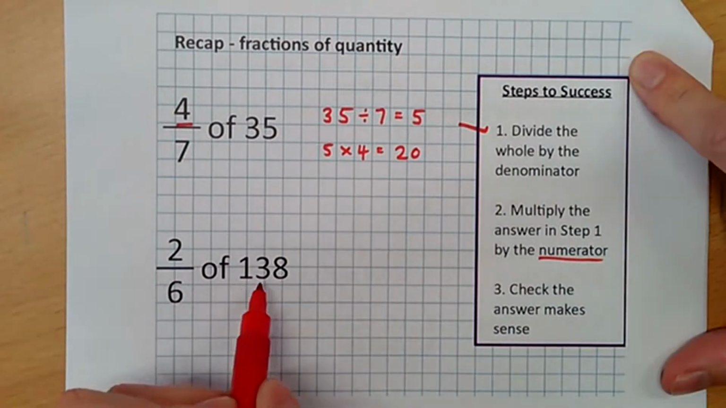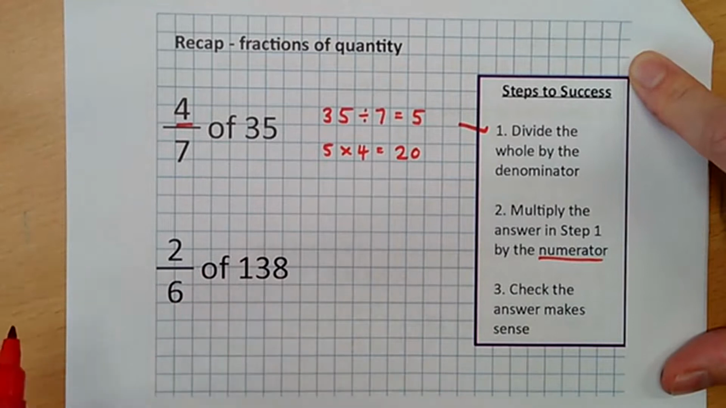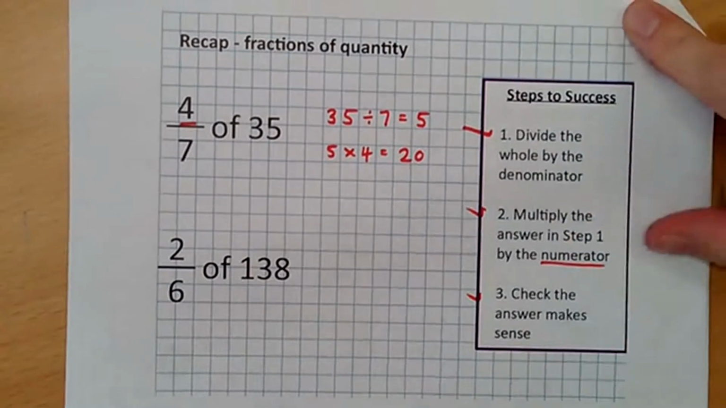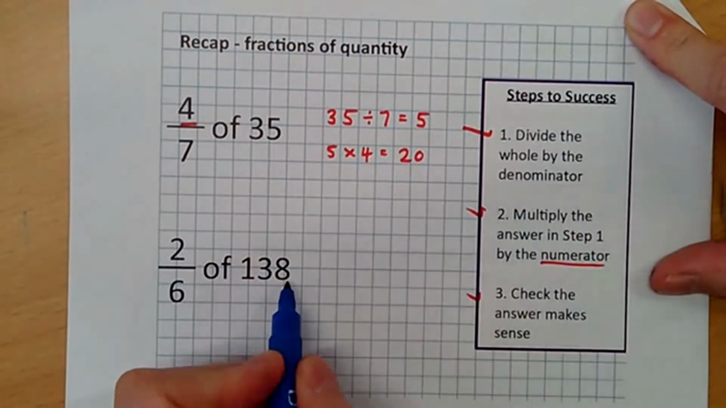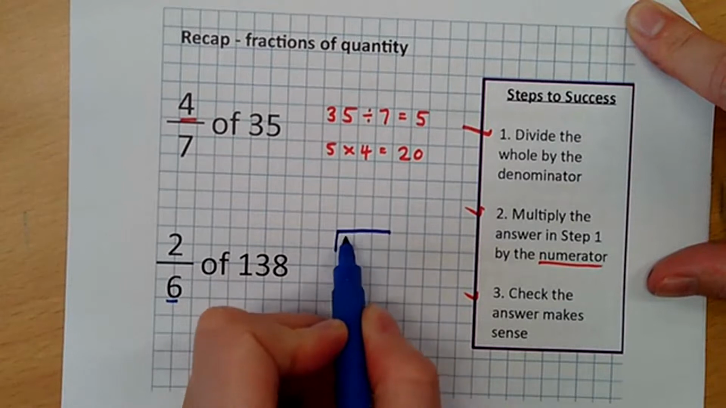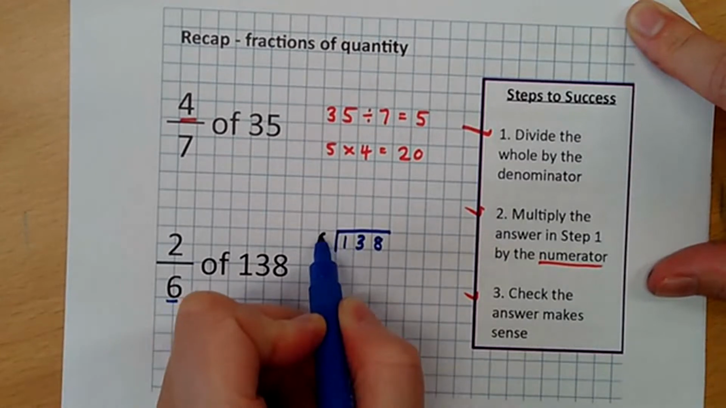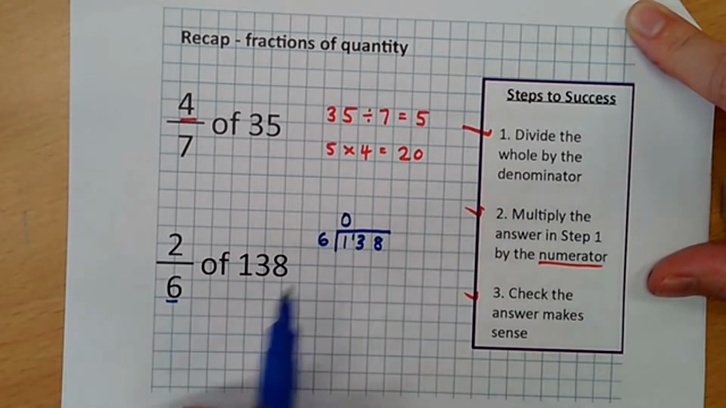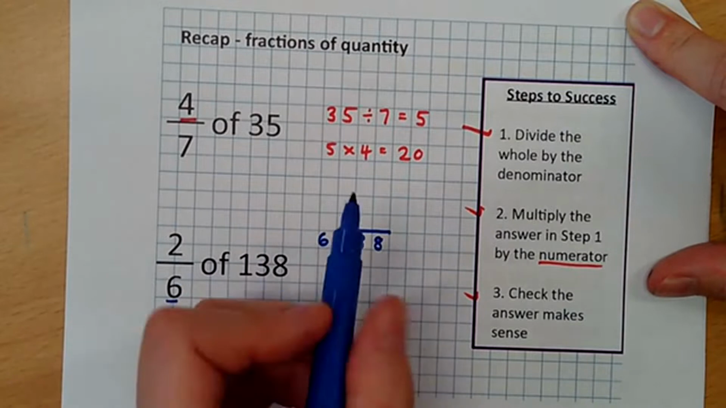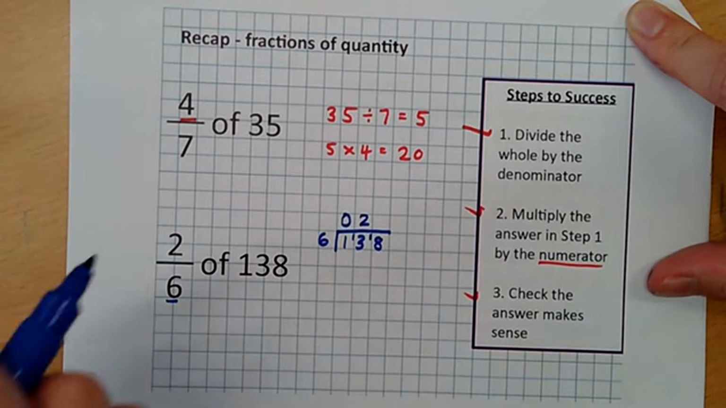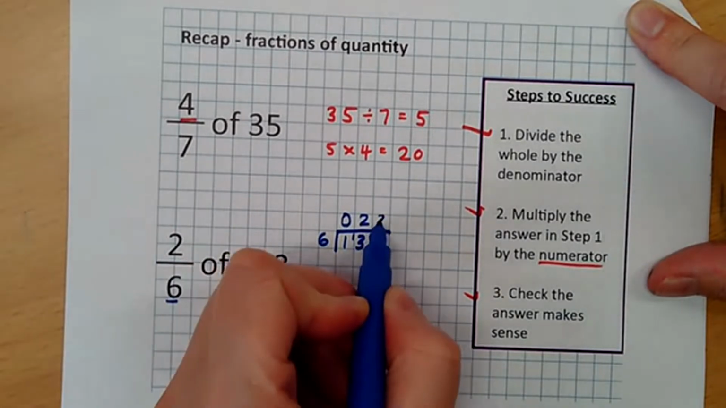Let's do another one. 2/6 of 138. So the first thing that I'm going to do is divide my whole by the denominator. And this is a little bit tricky, so I'm going to use, can you remember what method? Yeah, the bus stop method. So 138 divided by 6. I can't divide 1 by 6, so I'm going to regroup. 13 divided by 6 equals 2, remainder 1. 18 divided by 6 equals 3.